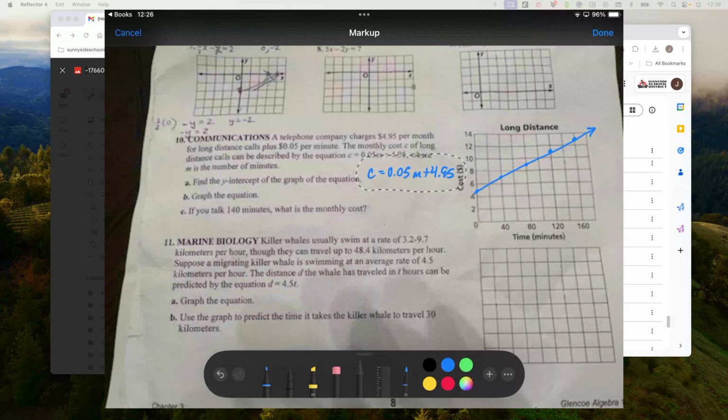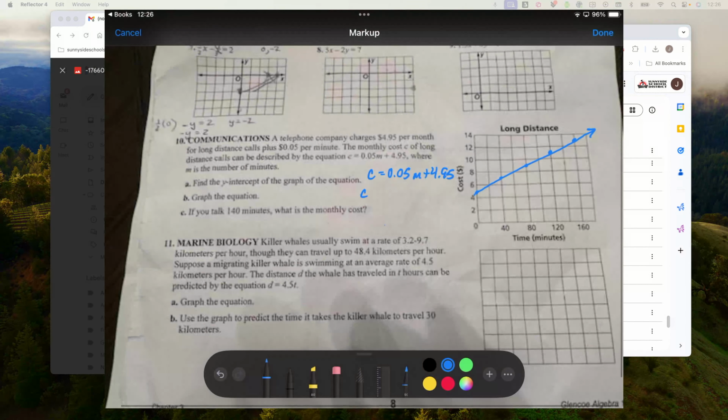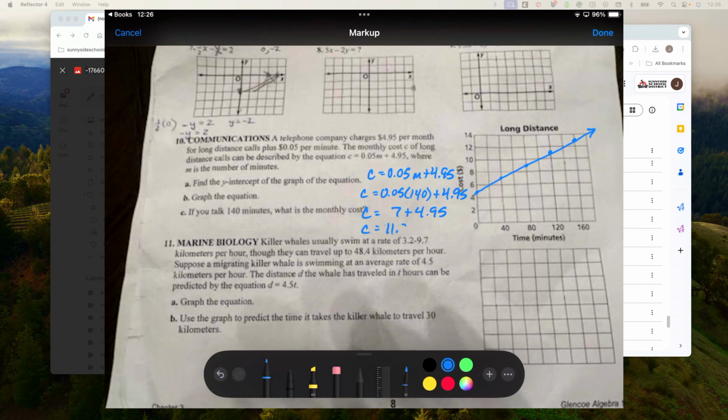Again, there's no way you're going to have enough room to do this on the paper that's provided. You're going to have to do it on a separate sheet. And so cost is equal to 0.05 times 140 plus 4.95. So 0.05 times 140 gives us 7, plus 4.95 is 11.95 for part C. Okay.